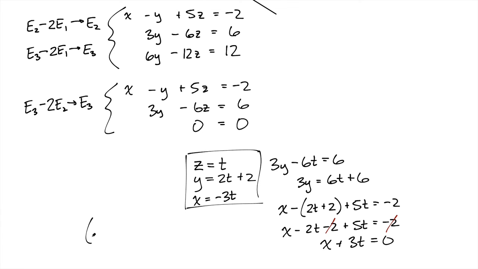And we can write that as an ordered triple, our x, y, and z. So we have an infinite number of solutions here, and they are all of this form. So we could pick any value for t, any real number for t, and we would have a solution.